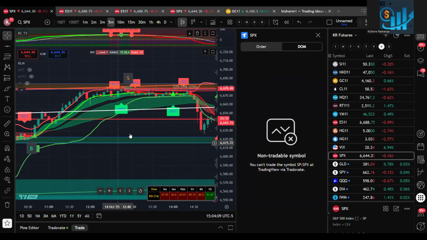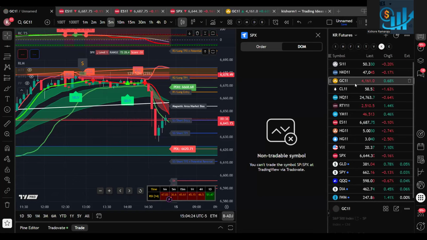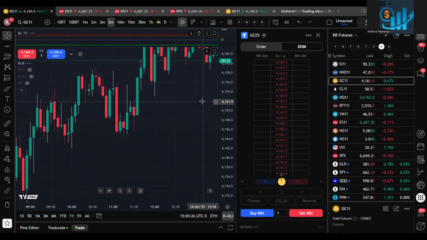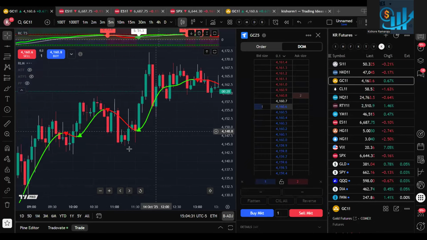We did some iron flies, iron condors. We made money on every trade we took today. And at the same time, when you're watching SPX, you can do SPY, QQQ, all those things. We did gold. GC was going up. Right? It was above the magnetic area, very bullish. We did the gold bull puts. We made nice profits with the gold bull puts.